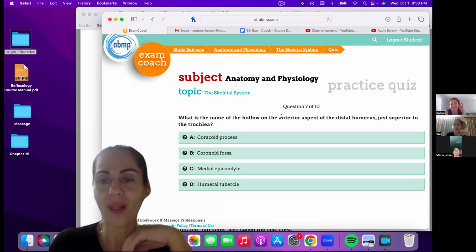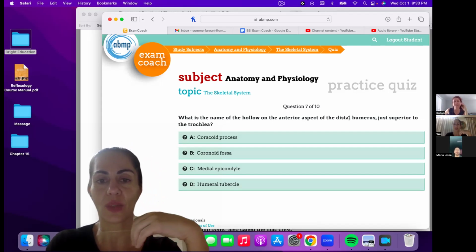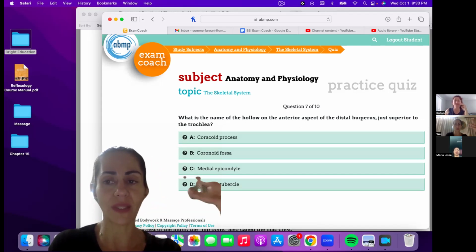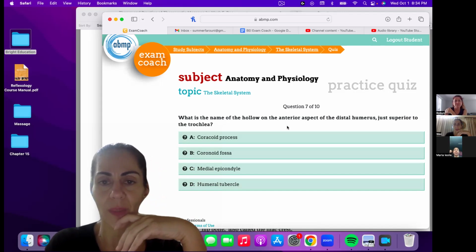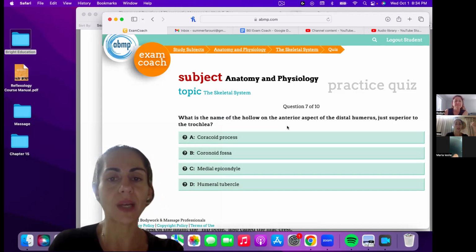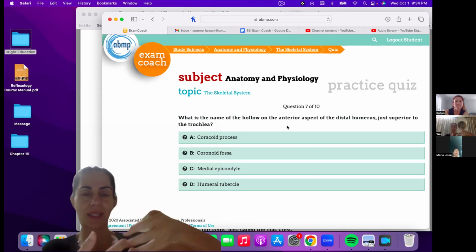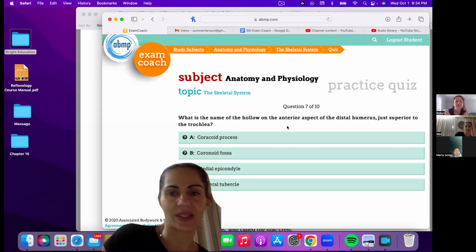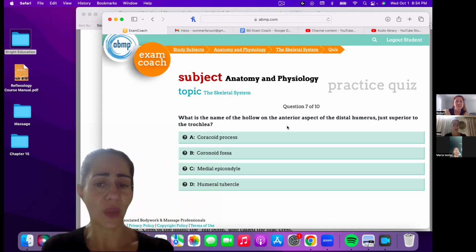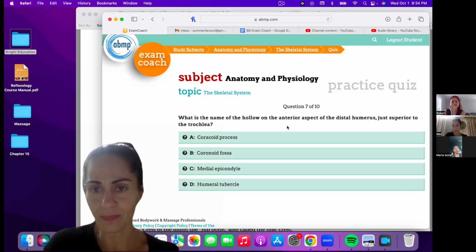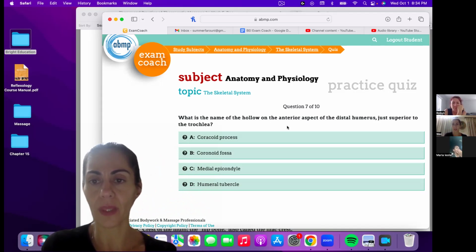What is the name of the hollow of the anterior aspect of the distal humerus, just superior to the trochlea? So we're talking about the humerus. Where is that? Your upper arm. We're talking about the anterior, front aspect, and distal. The trochlea is a bony landmark inside the elbow. The best way is to go through the app or wing it and see if you can figure it out. So it's a hollow anterior aspect.